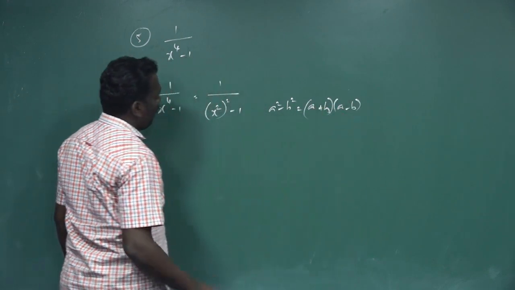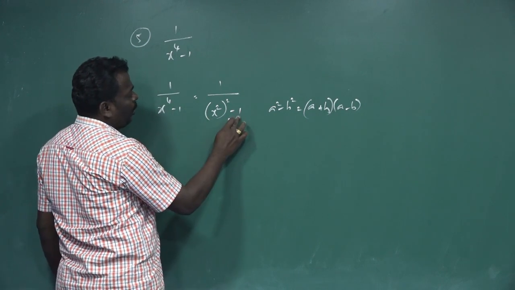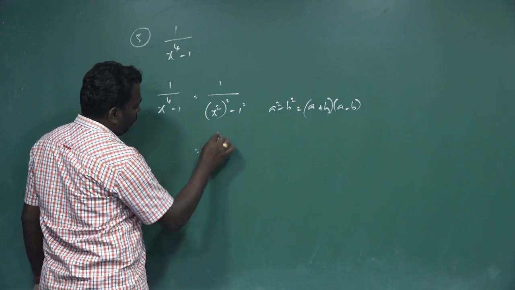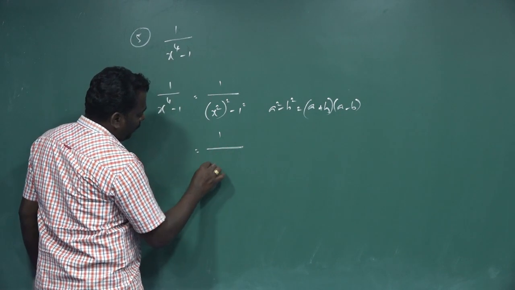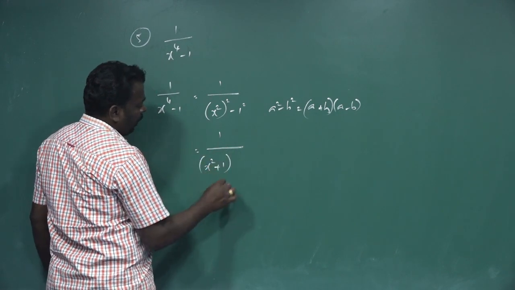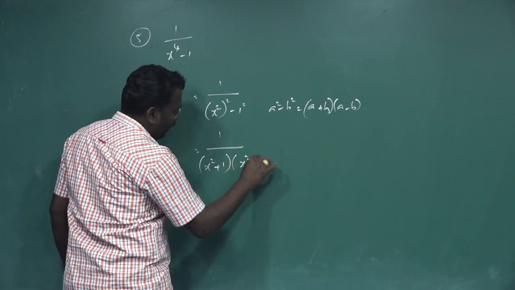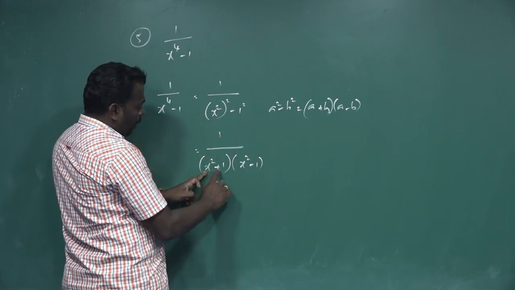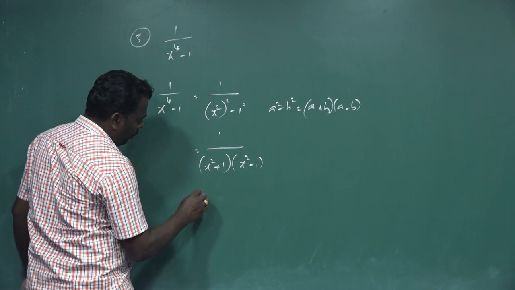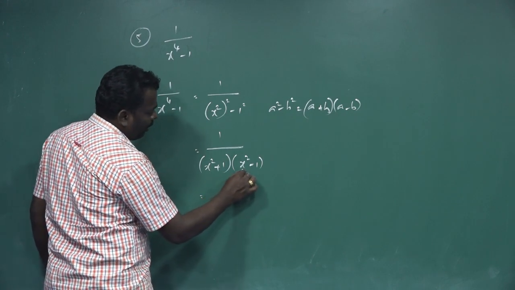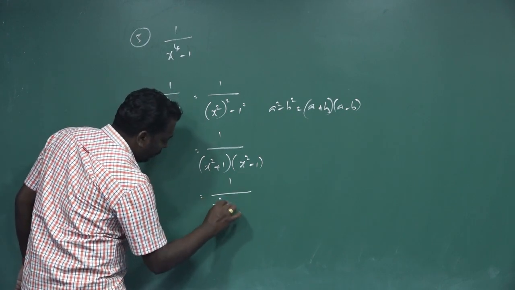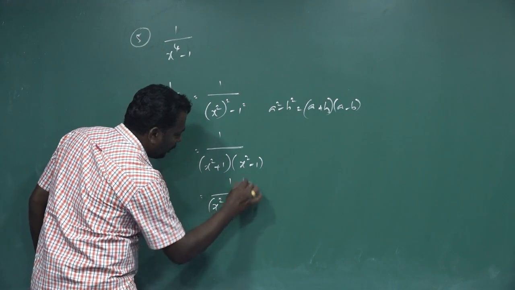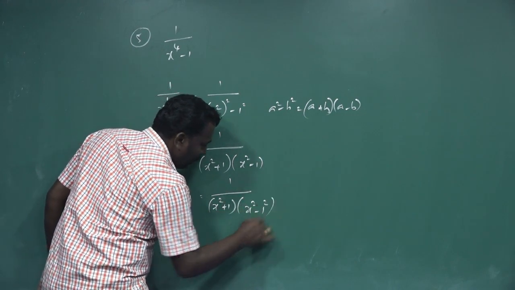Apply this formula. Here a equal to x square and b equal to, write as, 1 square. That is equal to 1 by (a plus b) (x square plus 1), then write as (x square minus 1). A square minus b square equal to a plus b, a minus b form. Now that is equal, again we apply the formula, this one, 1 by (x square plus 1) as it is, and this one, x square minus this 1 square form.